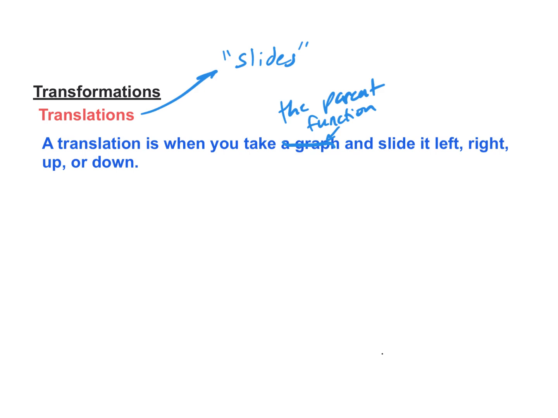What a translation really is, another way to think about it, is change in position. It would be like putting you in a different seat in the room, right? You're the same shape, you're the same size. We would just put you in a different place. That's the way to think of a translation. It's just a change in position, nothing else.